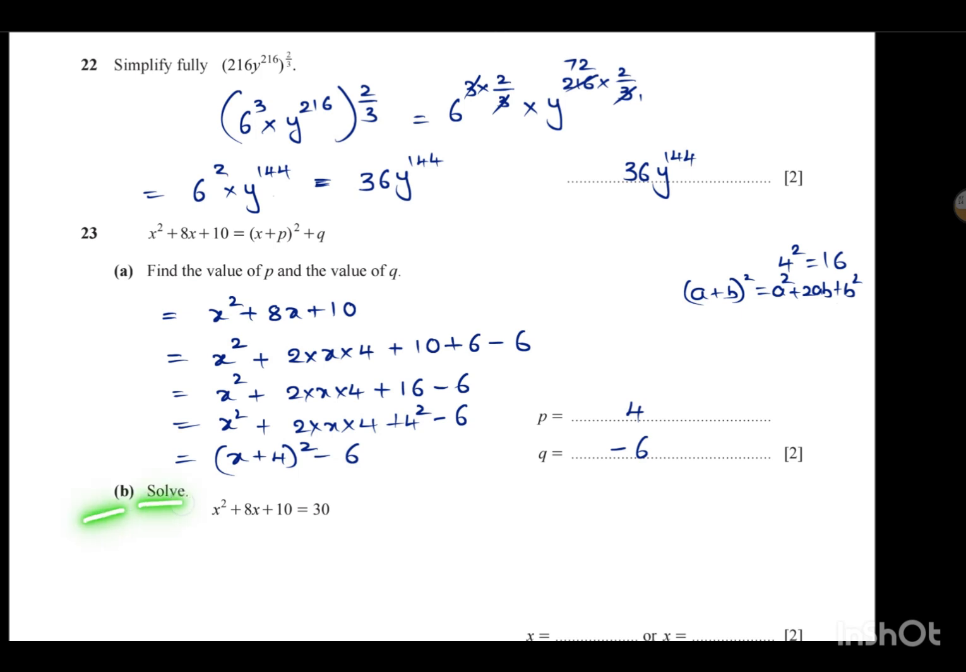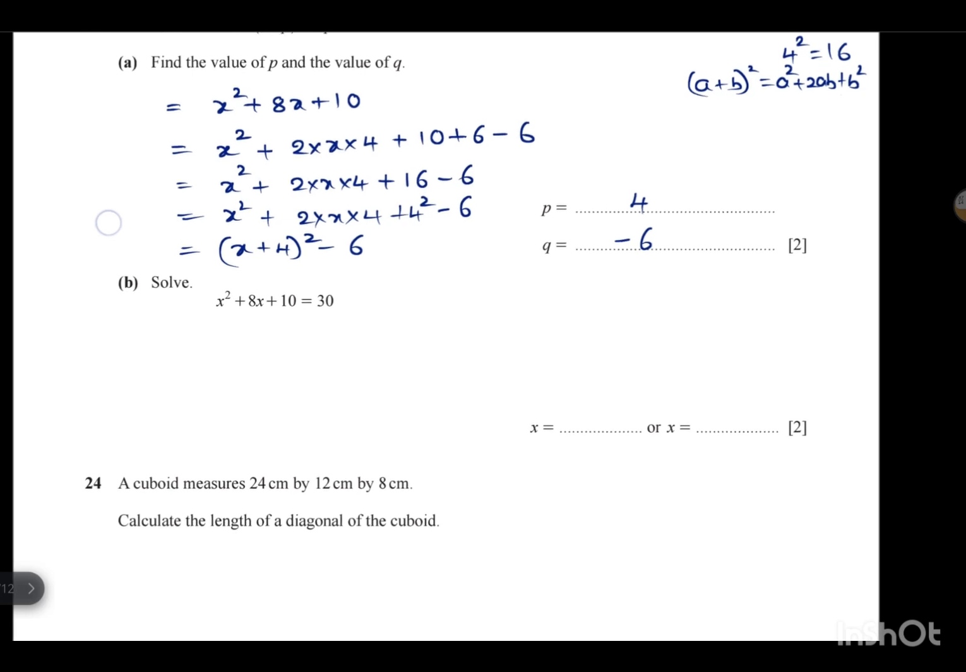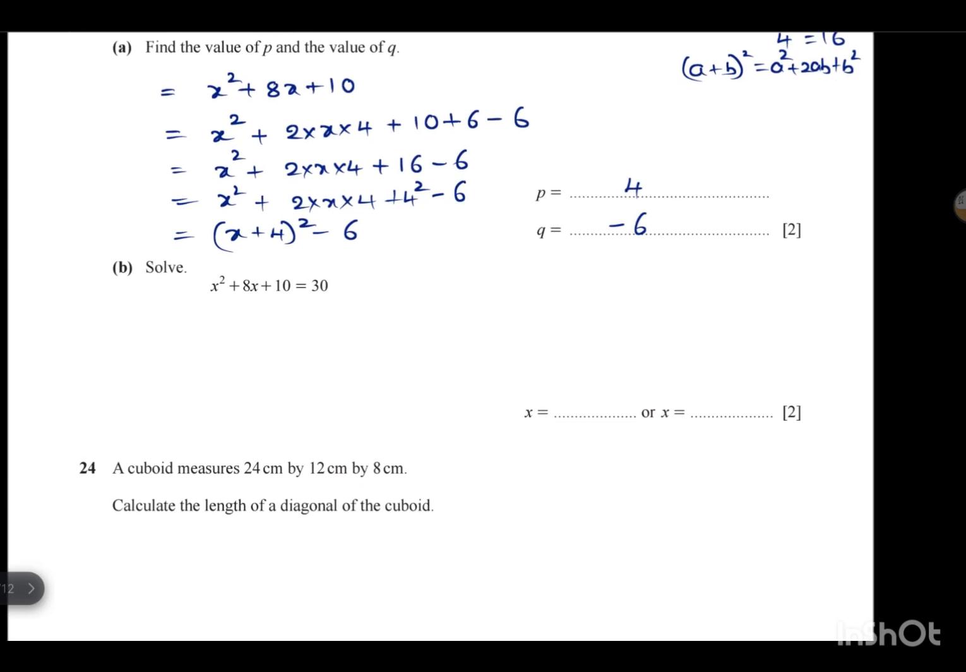Question B, solve x square plus 8x plus 10 is equal to 30. Now this is solving a quadratic equation. Make it 0 on the right side of the equation, because we can solve only if we make it equal to 0. Now x square plus 8x, 10 minus 30 is minus 20, so instead of writing 10 we will write just minus 20, the last term.